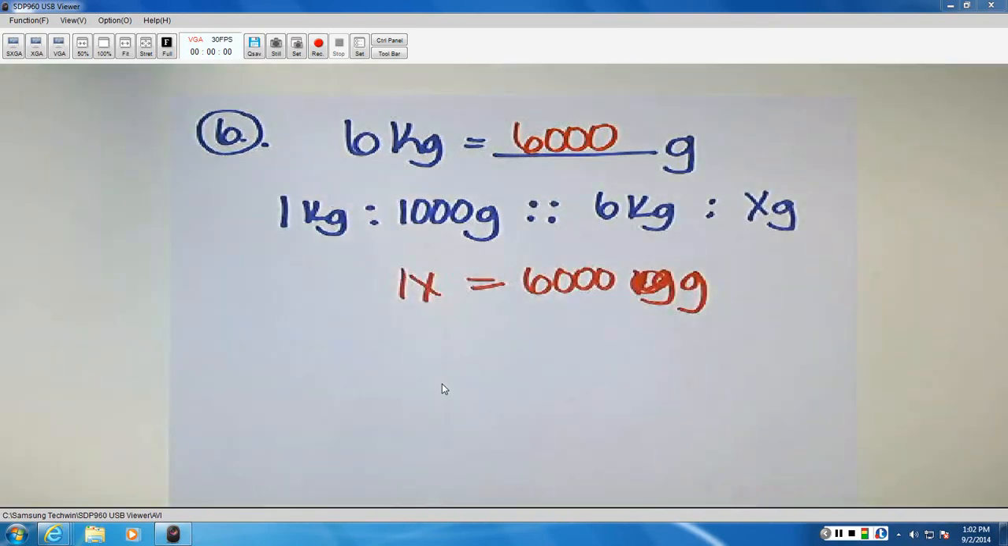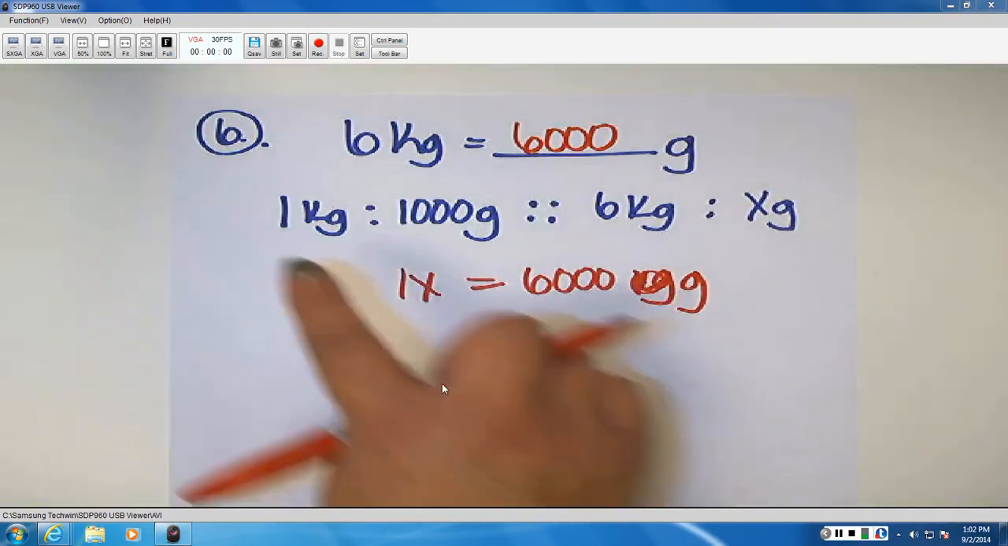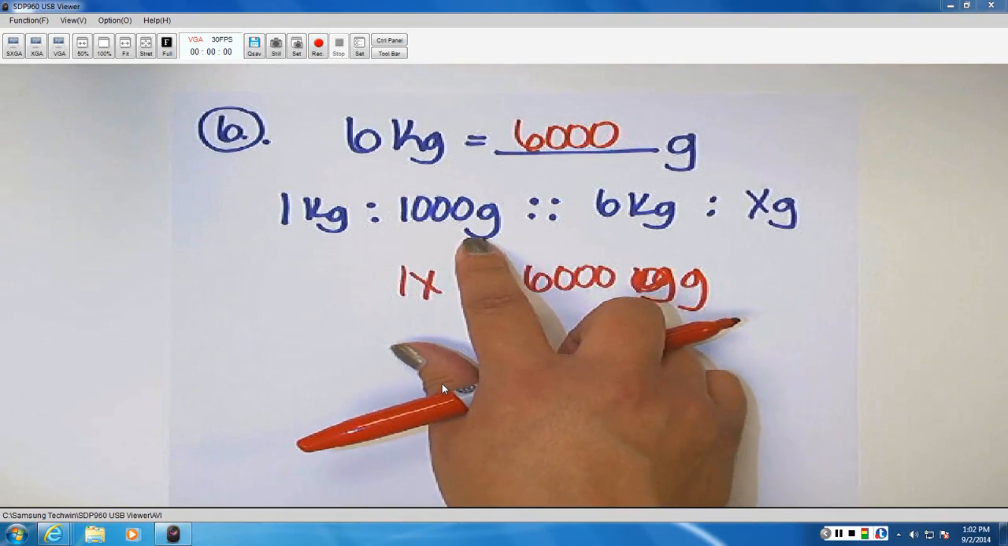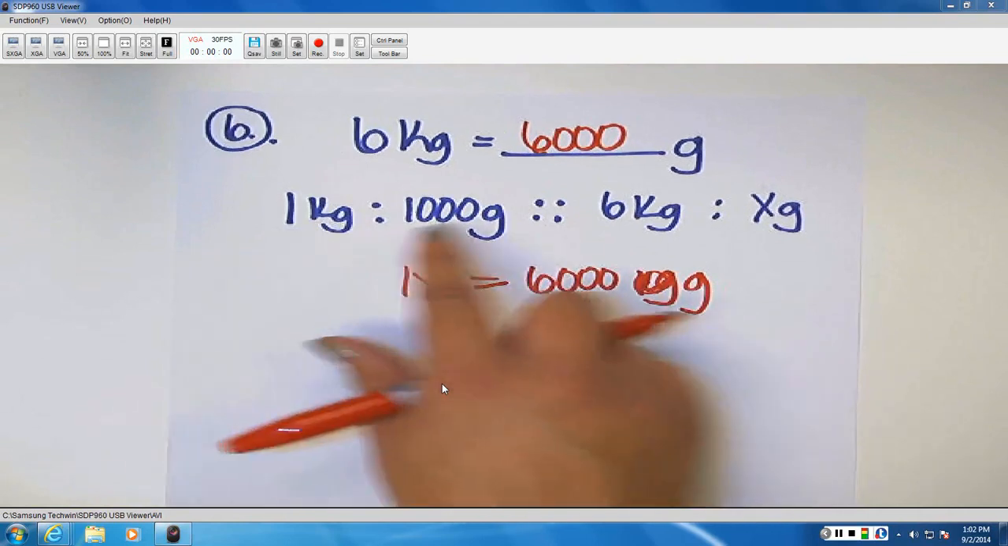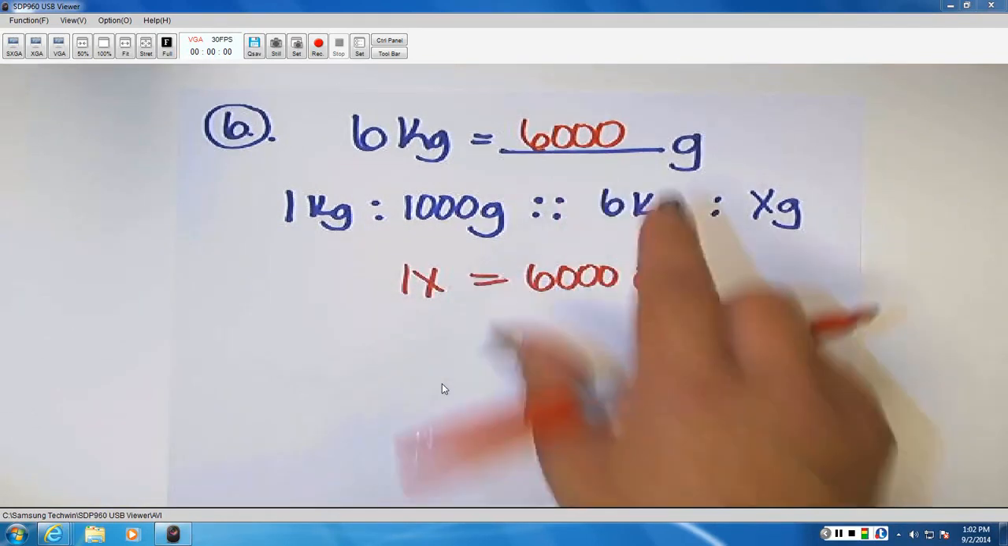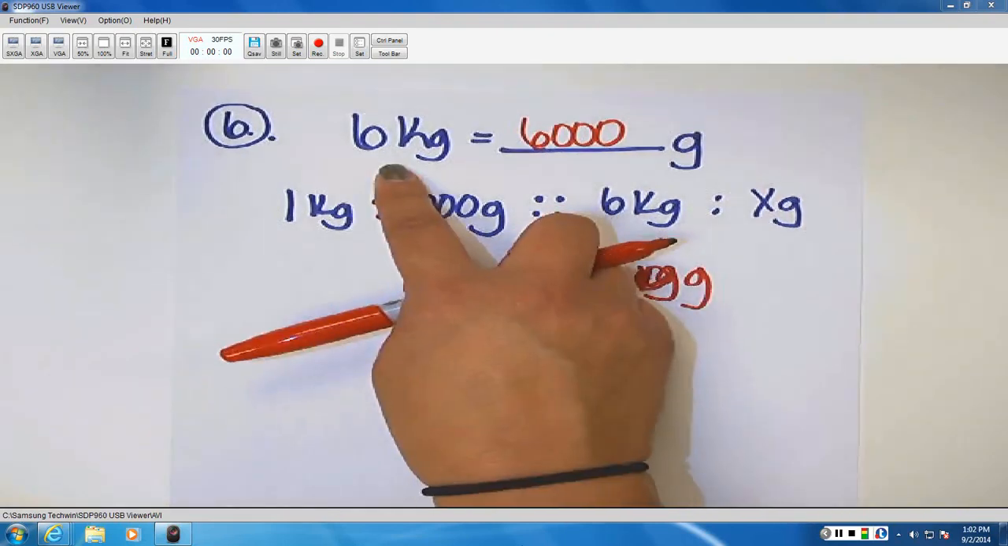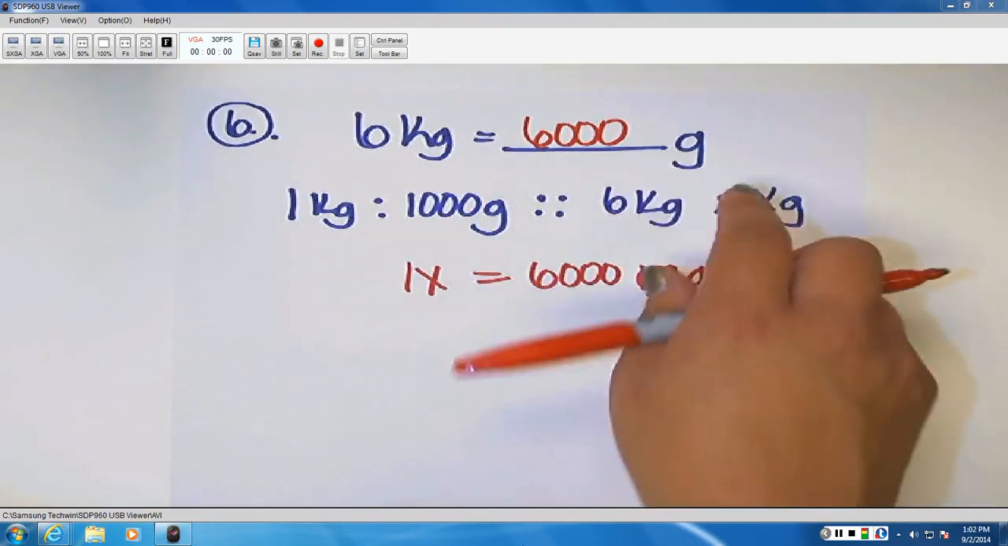So 6 kilograms equals 6,000 grams. Again, you could very simply just know that since 1 kilogram equals 1,000 grams, you could have just multiplied 1,000 by 6 and come up with your answer, but you've got to show your work. So 6 kilograms equals 6,000 grams.